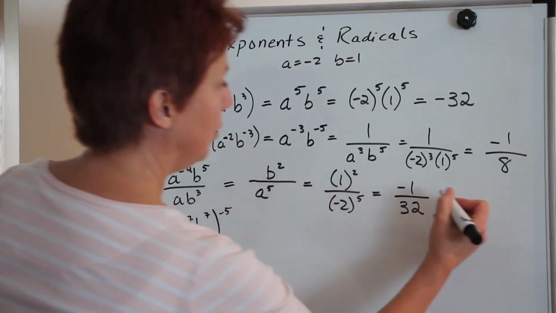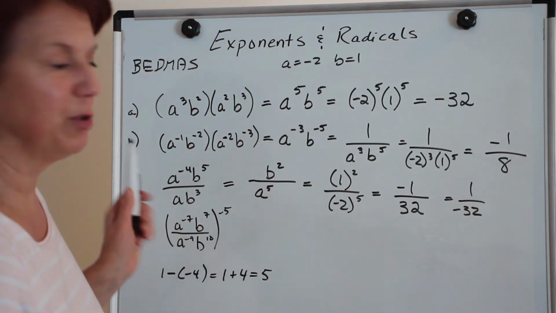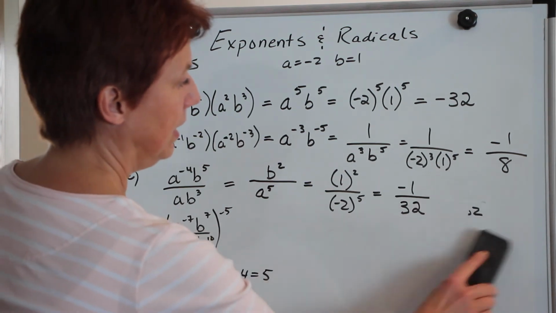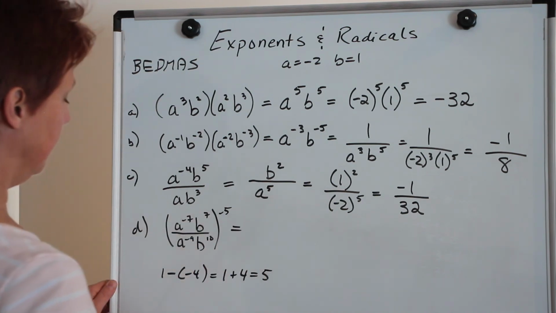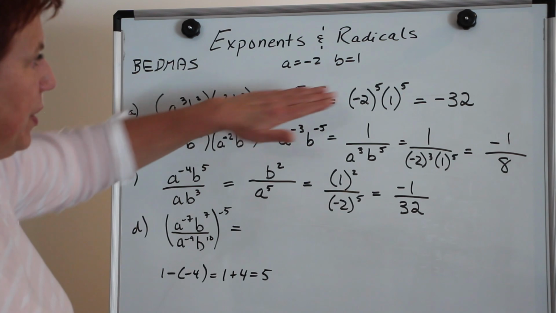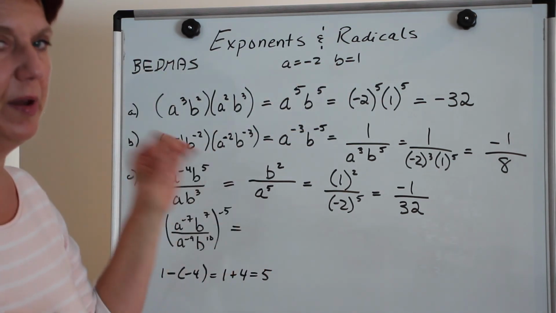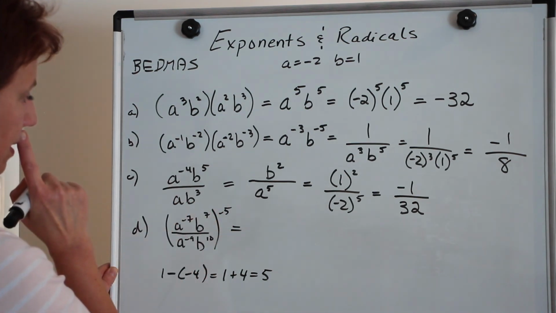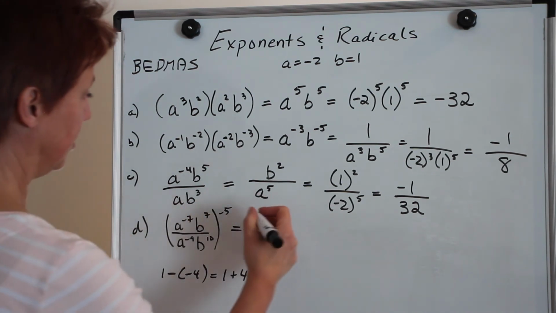If you wrote this as a final answer, 1 over -32, I doubt any teacher would mark it wrong. It's just we don't really like to write those negatives in the denominator. Okay? And finally, we have this one here. So what do we want to do here? Let's be smart and just eliminate the b, because we already know that no matter where it ends up, no matter what power it ends up having on it, it will be irrelevant. So we're going to eliminate the b's entirely, and just work with those a's.